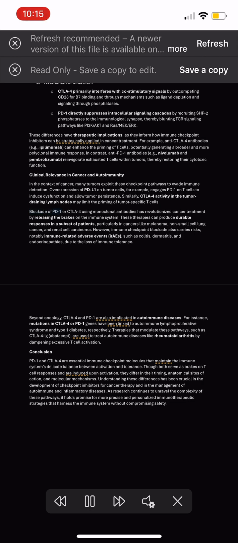Blockade of PD1 or CTLA4 using monoclonal antibodies has revolutionized cancer treatment by releasing the brakes on the immune system. These therapies can produce durable responses in a subset of patients, particularly in cancers like melanoma, non-small cell lung cancer, and renal cell carcinoma. However, immune checkpoint blockade also carries risks, notably immune-related adverse events, irAEs, such as colitis, dermatitis, and endocrinopathies, due to the loss of immune tolerance.